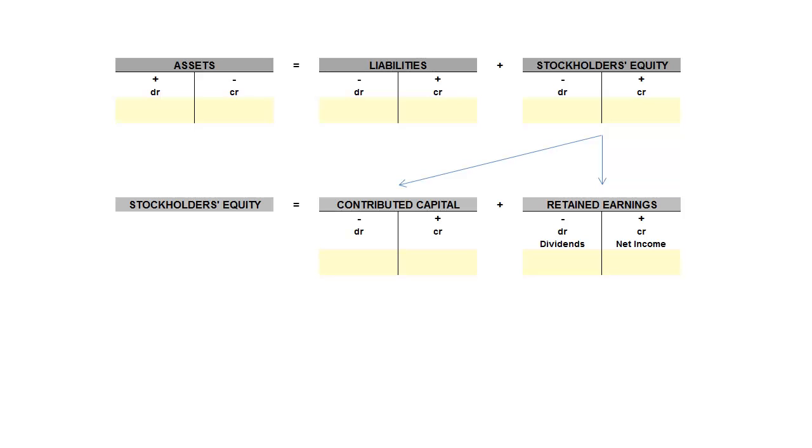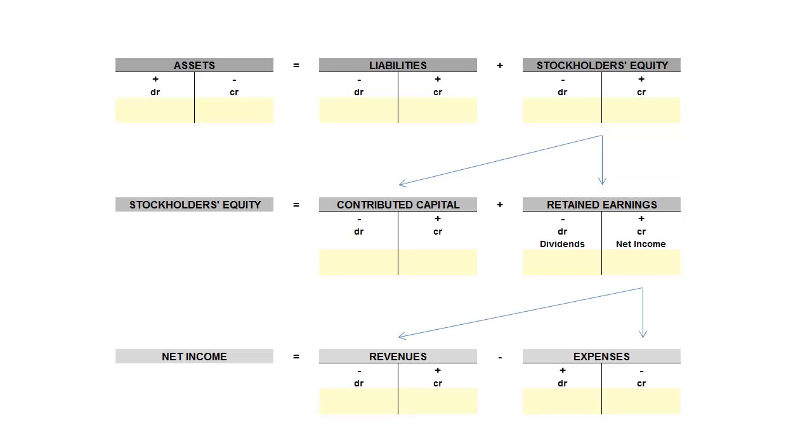This equation can be expanded to show that stockholders' equity is equal to contributed capital plus retained earnings, and that net income is equal to revenues less expenses. We will elaborate on all of these relationships as we explore the financial statements in greater detail.